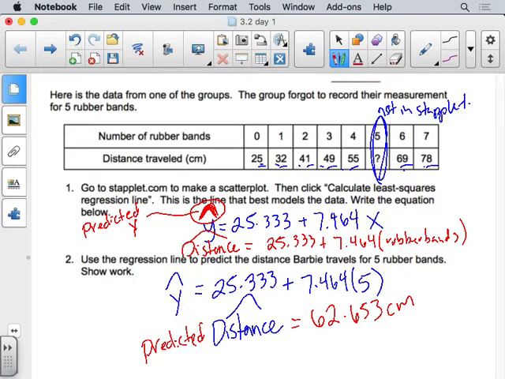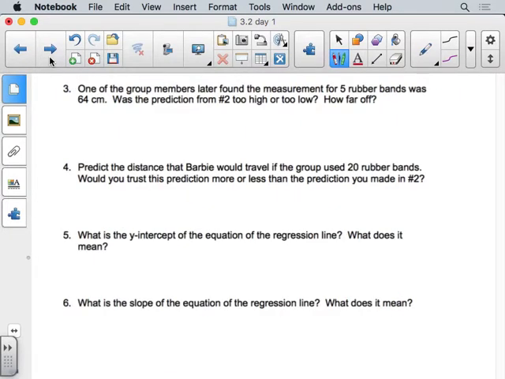Okay, where are we at? Number 3. One of the group members found out later that 5 was 64 centimeters. Was the prediction for number 2 too high or too low, and how far off were we? I think we were too low, right? And I think it was 1.347 centimeters too low.